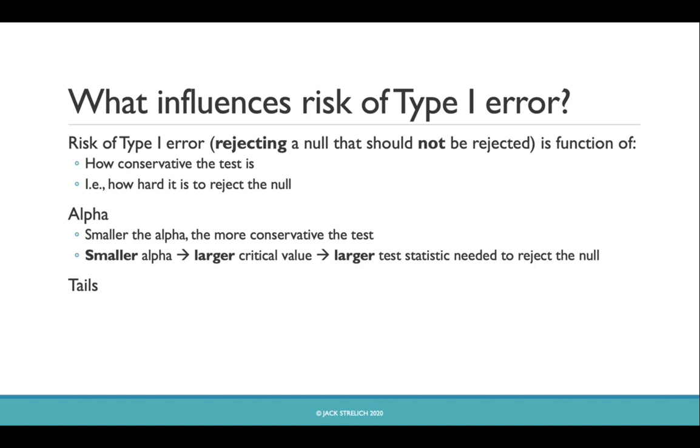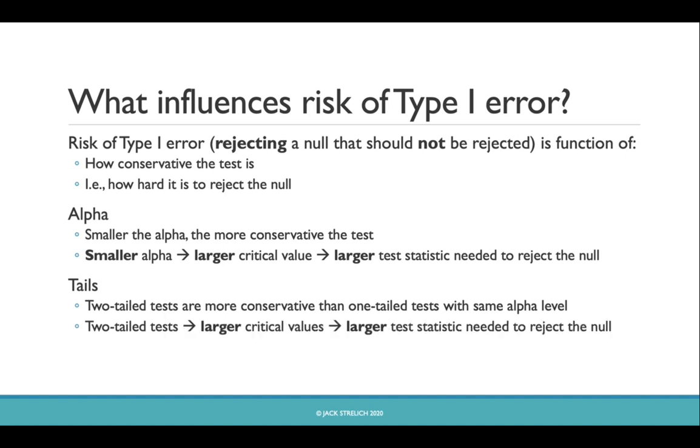Another factor influencing our risk of type 1 error is the number of tails on our test. Two-tailed tests are more conservative than one-tailed tests with the same alpha level. Using a two-tailed test means we have larger critical values, and thus a larger test statistic is needed to reject the null.